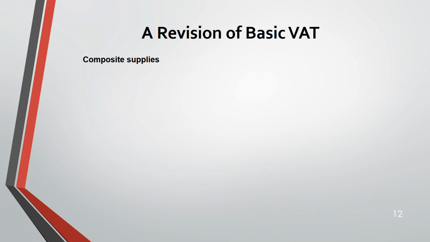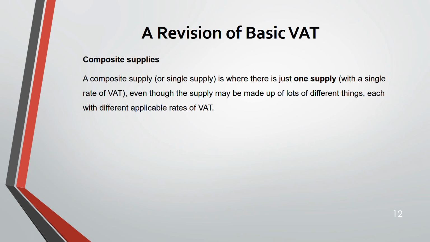Next, composite supplies. After mixed supply, we are covering composite supply. Please do not confuse the two. The two are different from each other. A composite supply, or single supply, is where there is just one supply with a single rate of VAT, even though that supply may be made up of lots of different things, each with different applicable rates of VAT.